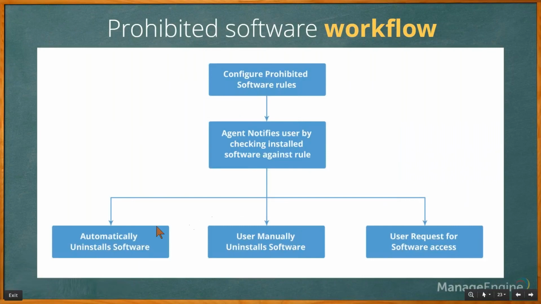Next, as an administrator, I need to perform operations to limit the usage of it. I have three options here. I can configure a task to automatically uninstall the software, or I can tell the users to uninstall the application by themselves. Otherwise, if the user needs it for some other purpose, I can allow them to send a request to me so that I can approve or deny it based on the reason they provide, and I can add them to the exclusion list. So this is the basic workflow of prohibited software.